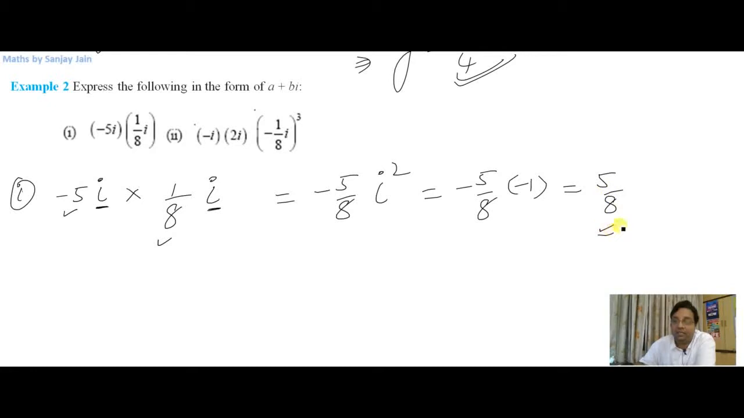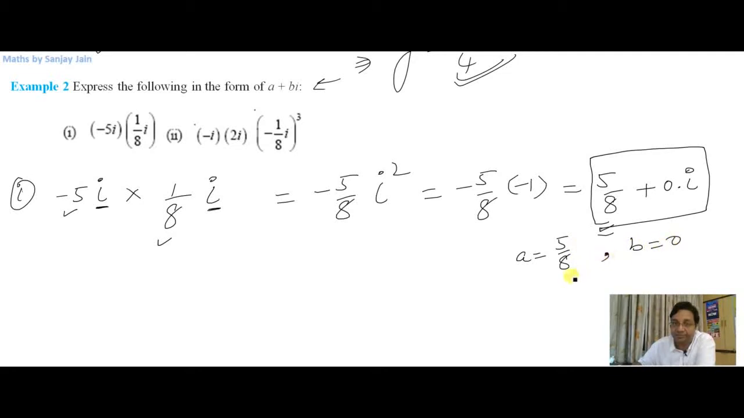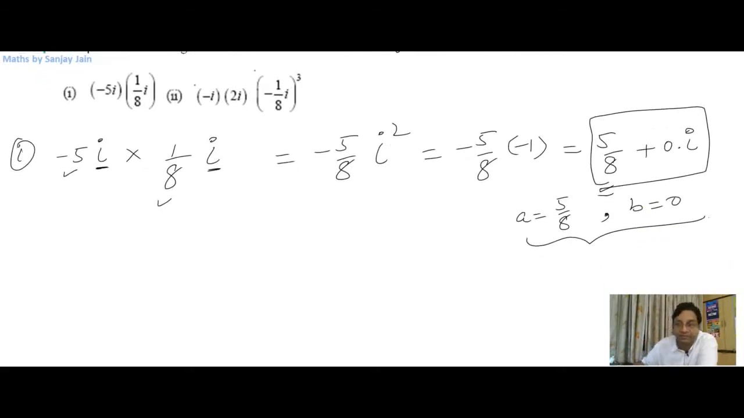Now this is a real number, right? Or in other words, you can say this is a complex number with imaginary part equal to 0. So I can write it as 5 by 8 plus 0 into iota. Now this is my required answer in this form, a plus b iota. And you can mention that a in this is 5 by 8, b is equal to 0. I may not mention in each and every question, but you may mention this to get complete clarity about your answer, right?